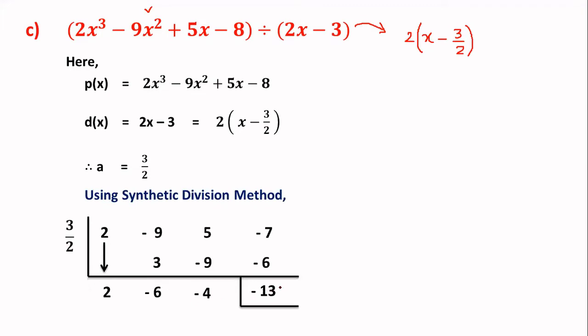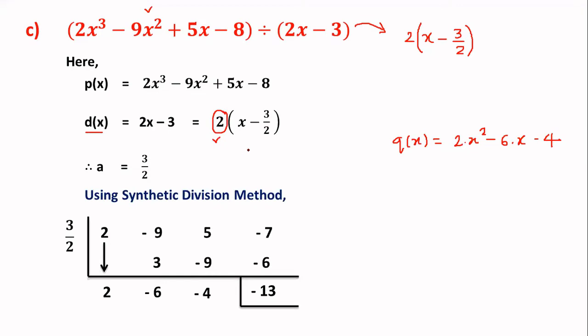It is very clear that the remainder r is minus 13, but while we are discussing our quotient q(x), it is very essential and crucial to understand one thing. Like we discussed in examples A and B, we may think that our quotient is 2 into x squared minus 6 into x minus 4. But the very important thing we have to understand is that in the case of d(x), while we are changing our d(x), which is 2x minus 3, into standard form, you can see here that we have taken out this 2 common. Right now in this particular example, we have taken out 2 common.